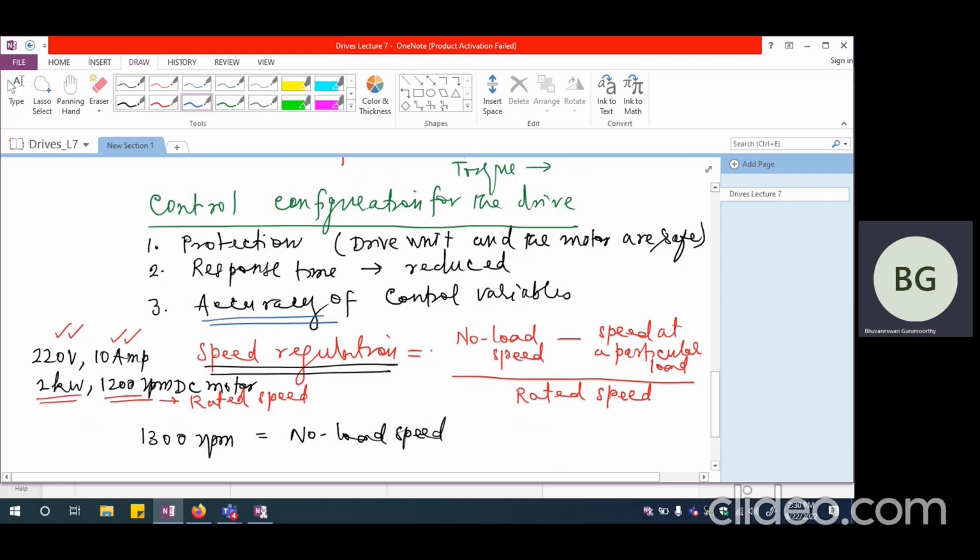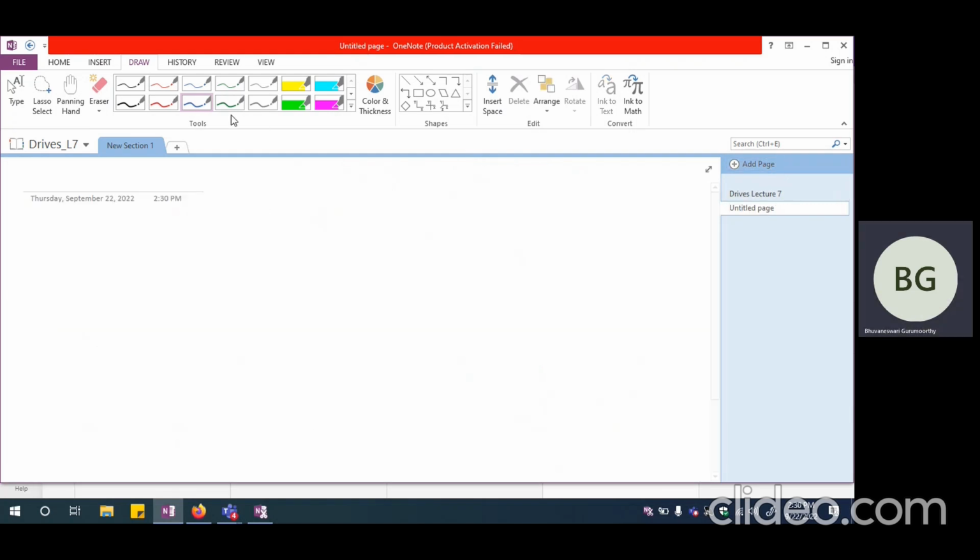So the control configuration has to ensure that the speed regulation is minimized as much as possible. So the difference between the no load speed and the speed at any load, that has to be minimized as much as possible so that we are able to maintain the accuracy very well. This is what generally we would like to achieve from the drive configuration. So how do we really go about designing the control loops?